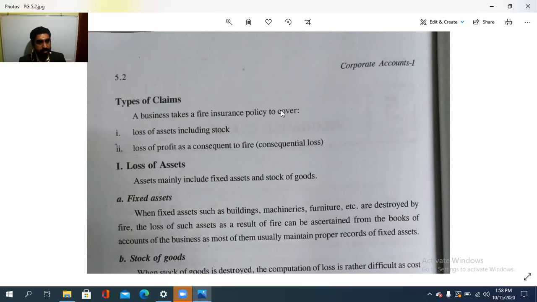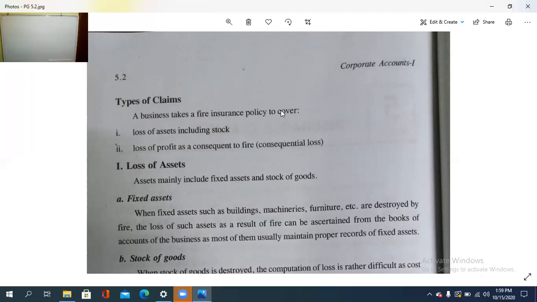Loss of assets including stock and loss of profit as a consequence to fire. Then loss of assets. Assets mainly include fixed assets and stock of goods. Fixed assets such as building, machinery, furniture, etc. are destroyed by the fire. The loss of such assets as a result of fire can be ascertained from the books of the accounts of the business, as most of them usually maintain proper records of fixed assets.